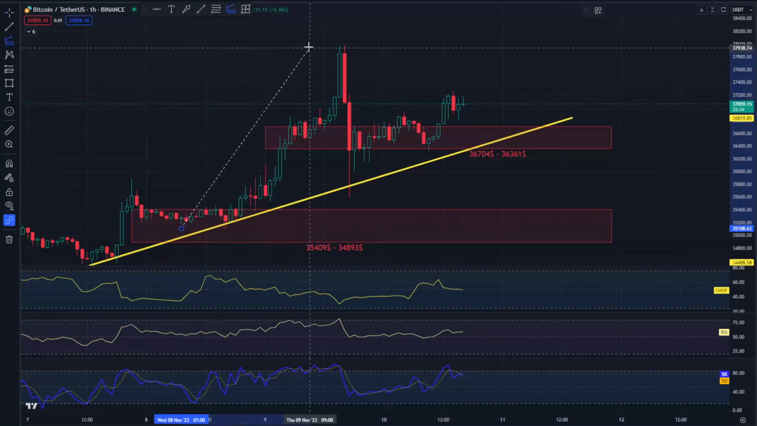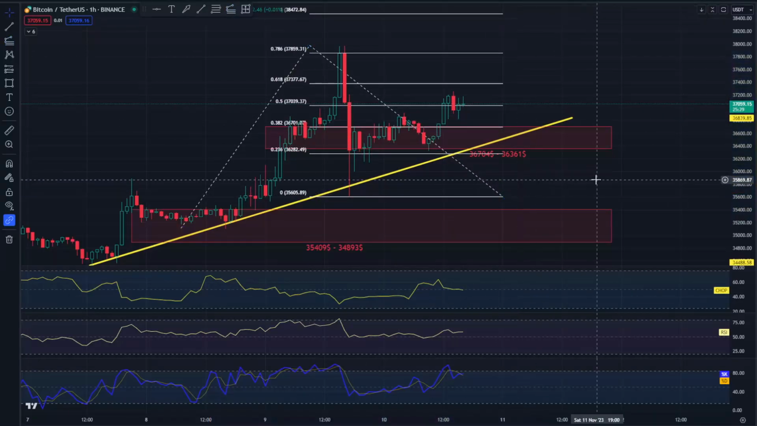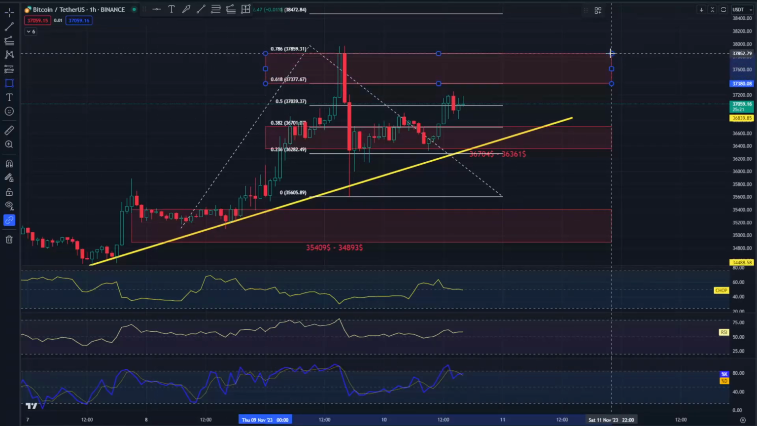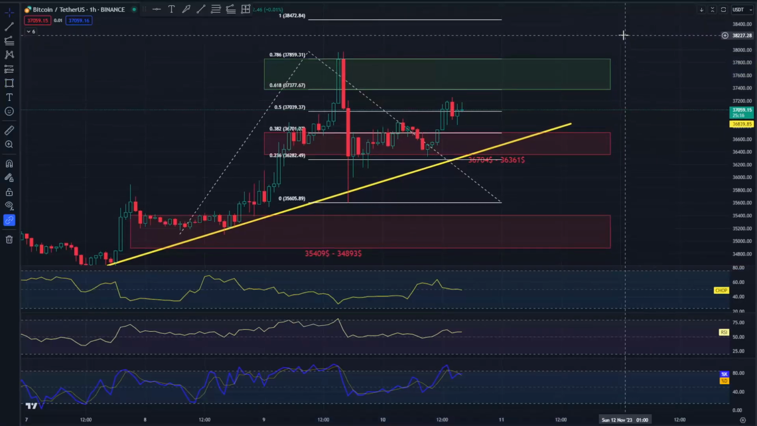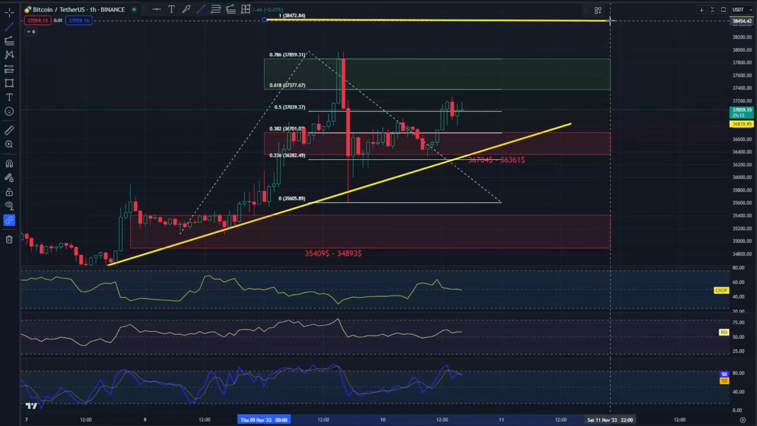Looking the other way, we can determine resistance areas in a similar way. First, we will mark a strong resistance zone from $37,380 to $37,858, which has significantly reduced the price so far, but if this zone is broken, then we will have resistance at $38,472.